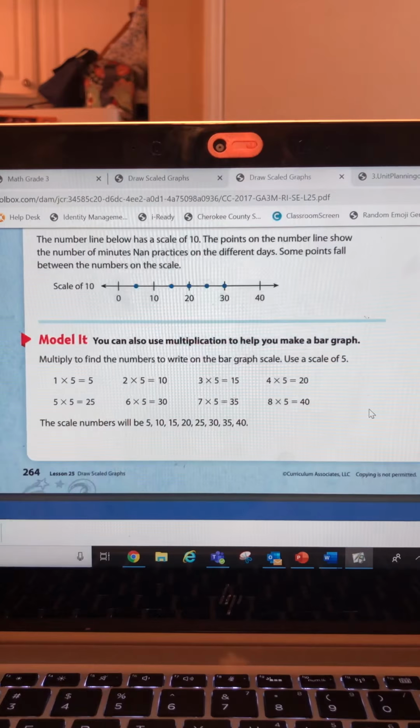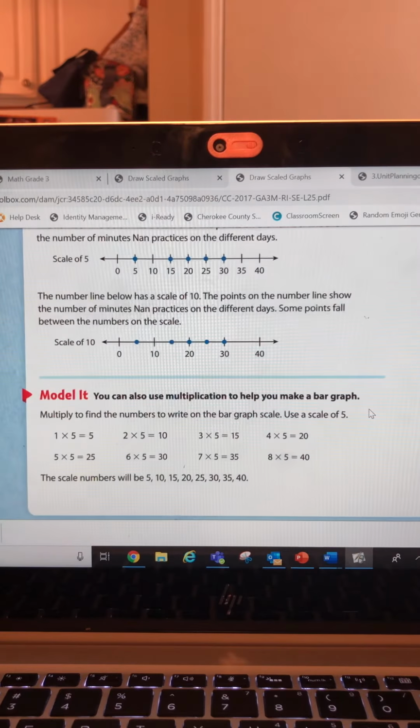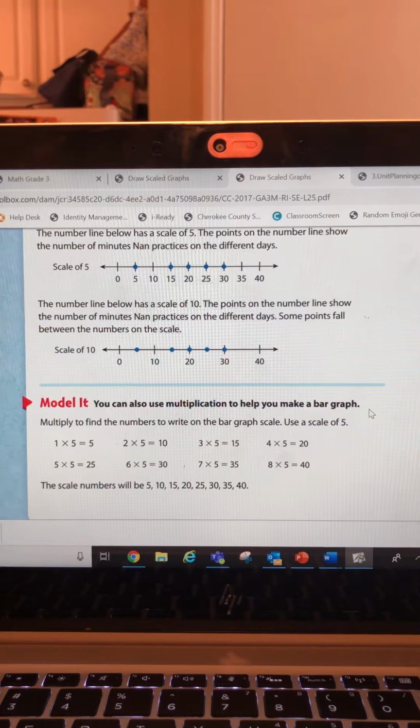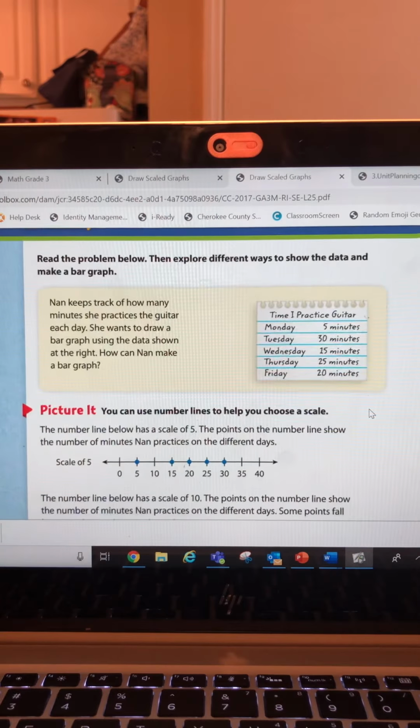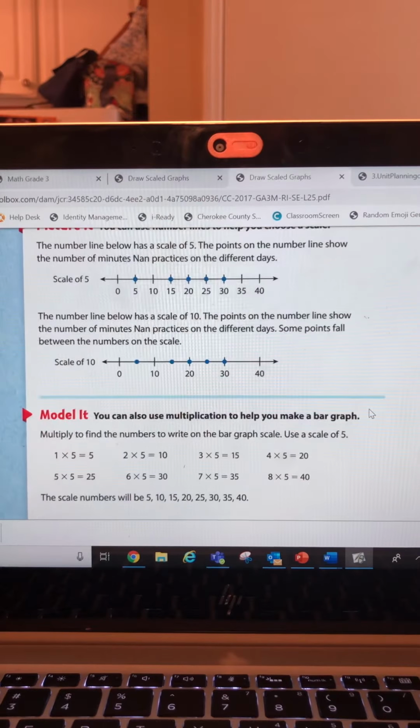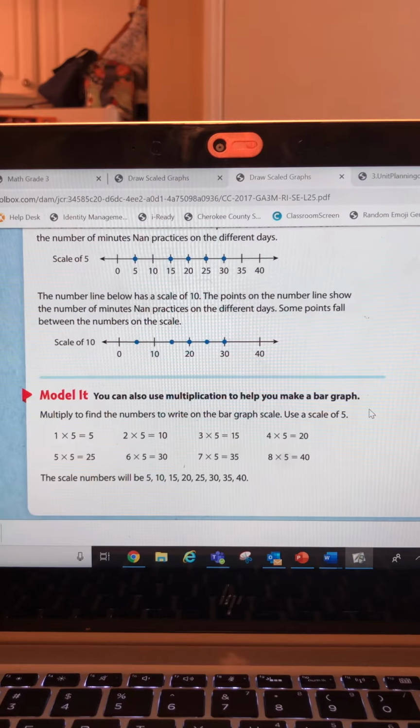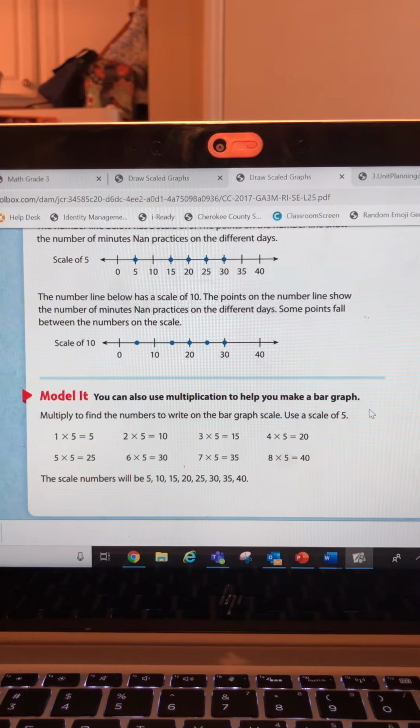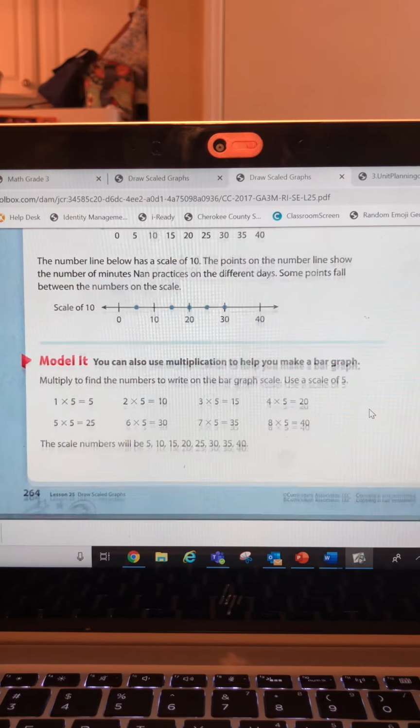You can also use basic multiplication to help you make the bar graph. So if we know we're skip counting by fives, you could look at each number and say what's 1 times 5? 5. 2 times 5, 10. And you can go all the way up and skip count 5, 10, 15, 20.